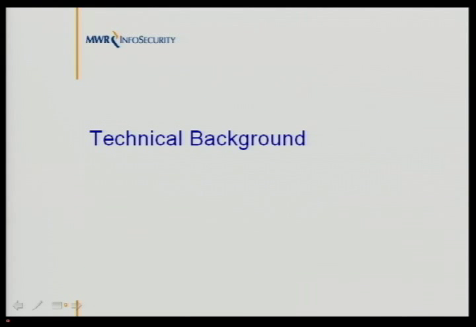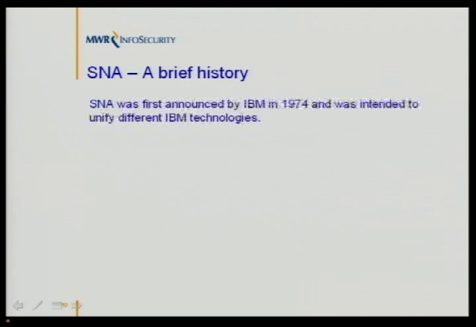So let's do some technical background into SNA and some of the other protocols and technologies that we're going to be attacking today. A brief history of SNA. Originally announced back in 1974, although the actual date in question is hotly disputed still, it was really intended as a way of unifying different IBM technologies. Before this date, different systems used to communicate with each other in different ways. And so SNA was an attempt to really try and tie together the ways of accessing systems and in a way make IT simpler.